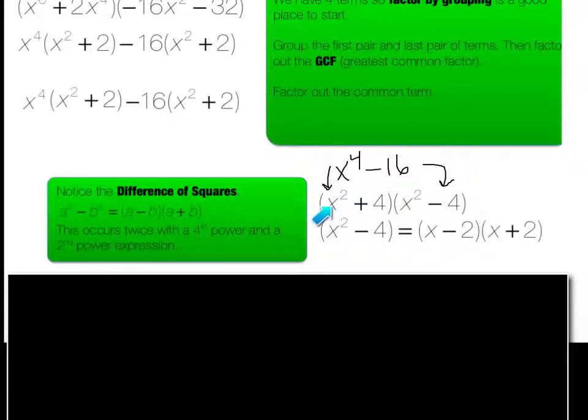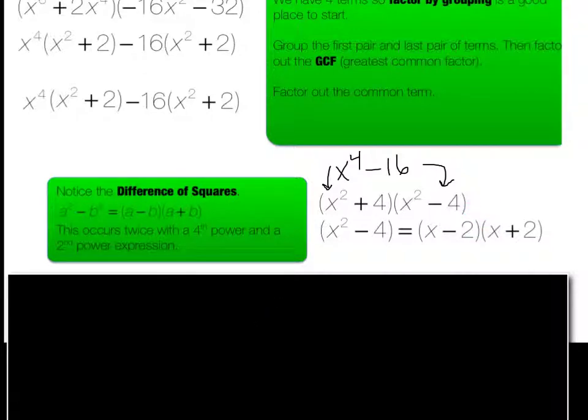I do it again. I ask myself, well, okay, and you notice that in our notes right here, this is what the difference of squares looks like, and this is what it factors into. This occurs twice, once with the fourth power and once with the second power, and here's the second powered one. So we have x squared minus 4. So that breaks down into these two parts. Every time that we get the sum or difference of squares, the sum of squares stays, the difference of squares factors out just like you see here.